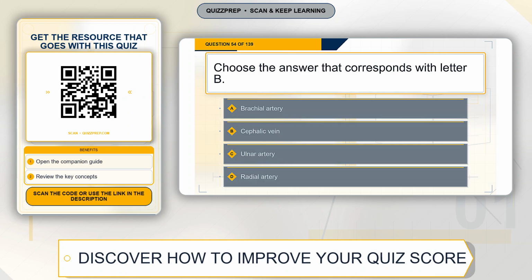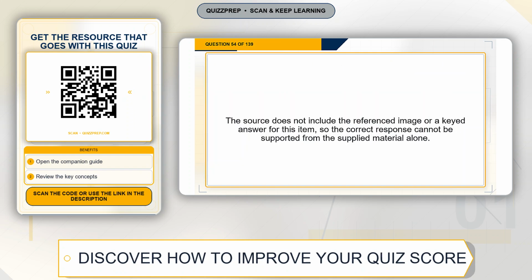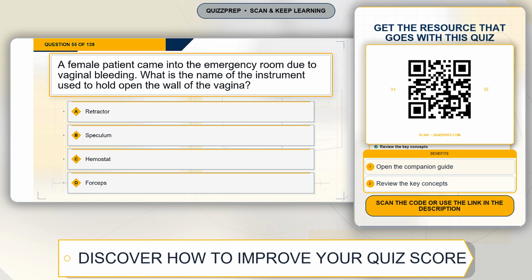The correct answer is not shown. Explanation. The source does not include the referenced image or a keyed answer for this item, so the correct response cannot be supported from the supplied material alone. Question 55. A female patient came into the emergency room due to vaginal bleeding. What is the name of the instrument used to hold open the wall of the vagina? Option A, retractor. Option B, speculum. Option C, hemostat. Option D, forceps.